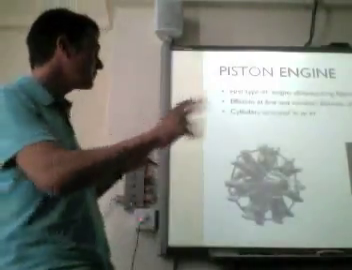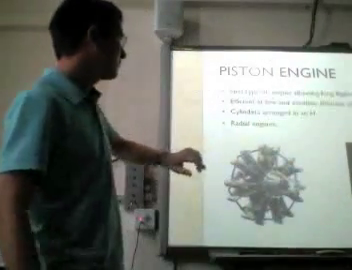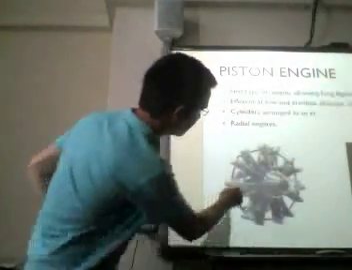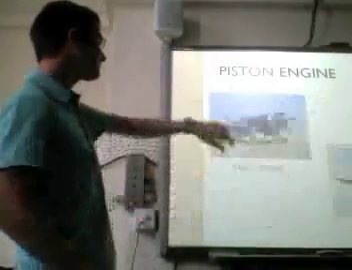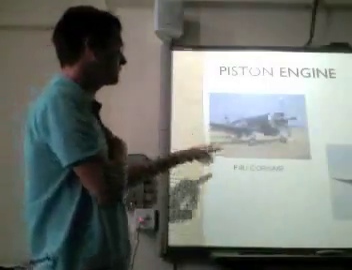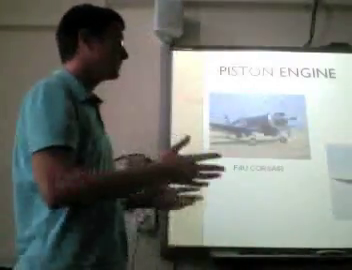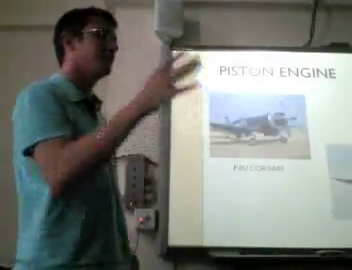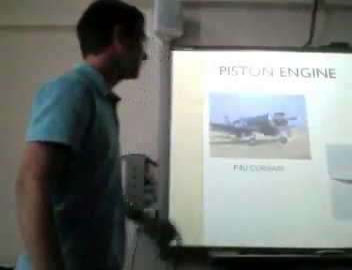You have different types. You have cylinders arranged in an H, for example, or radial engines, where you have pistons arranged like a star. For example, you have the F4U Corsair, which is a World War II fighter with a radial engine, and the DR400 light aircraft, a famous aircraft that we can find in flight clubs, with an H-type engine.